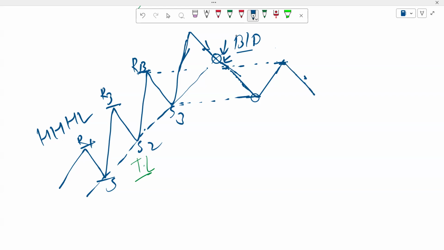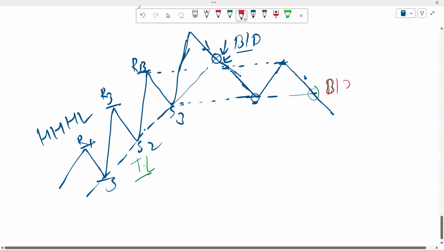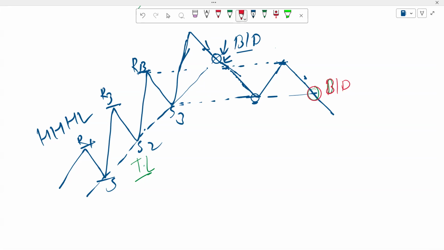Again it goes down. It has already tested this support the first time. Now, at this point, you see again a breakdown. This is your breakdown. What will you do at this point? You cannot wait for S2, because if you observe now, this is forming some pattern. What pattern is it forming?